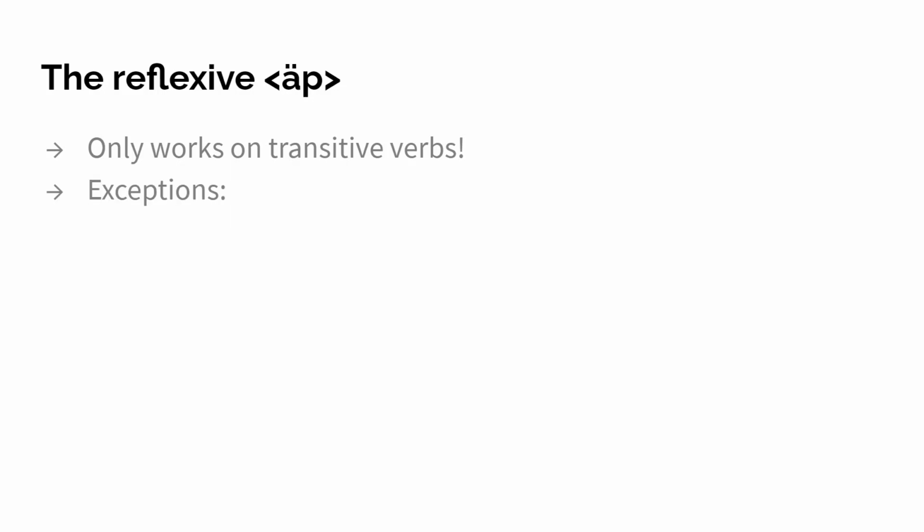Let's start with the reflexive ab. First of all, this one works only with transitive verbs, so you cannot use it with any intransitive verbs. Second of all, there are of course exceptions because it's a language.